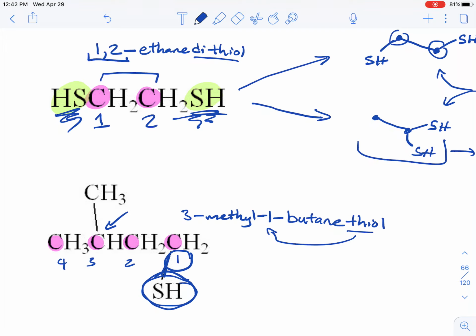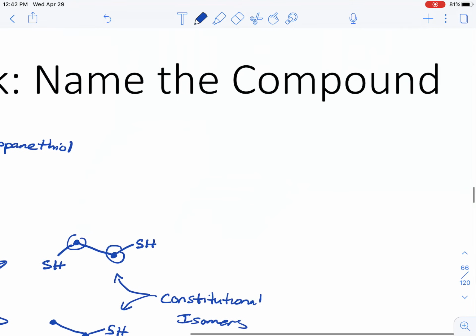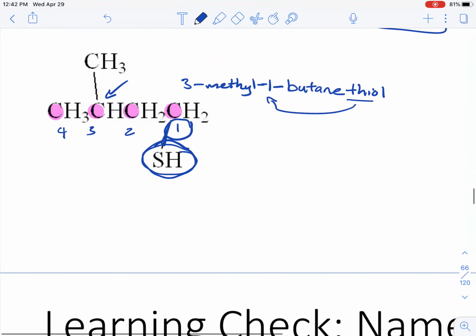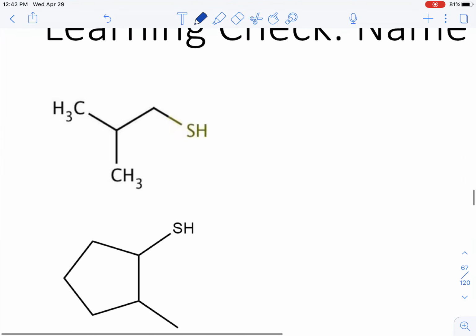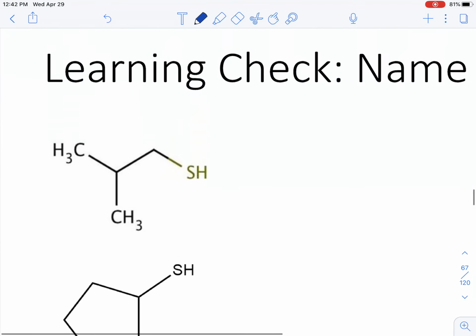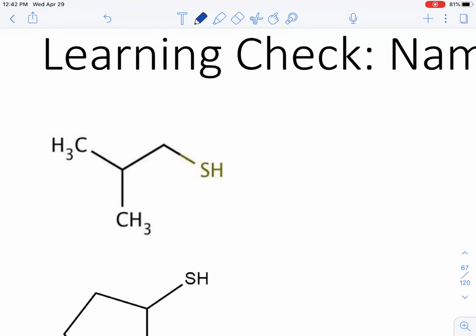All right, and so that's how you would name this specific compound. Nothing over here. So let's go ahead and go through the last four examples. Step number 1, find your longest carbon chain.